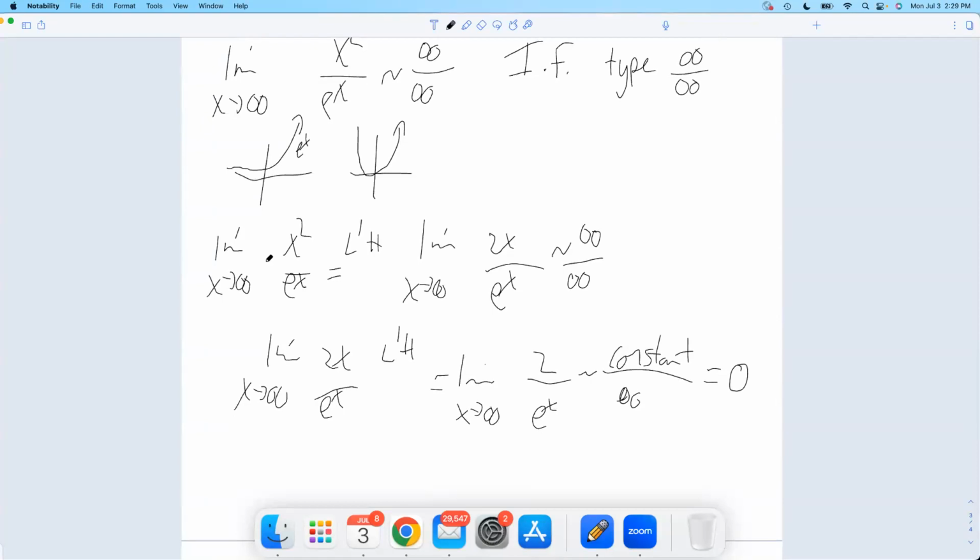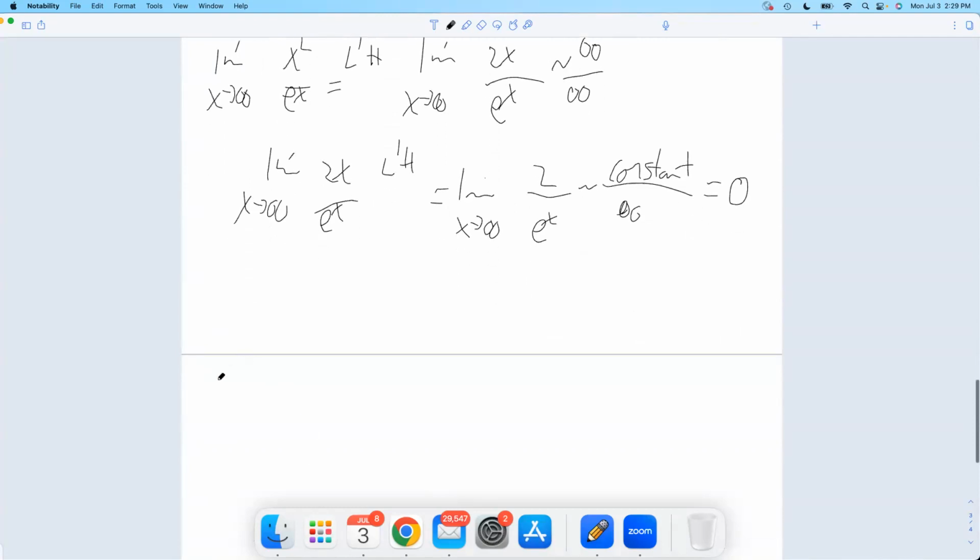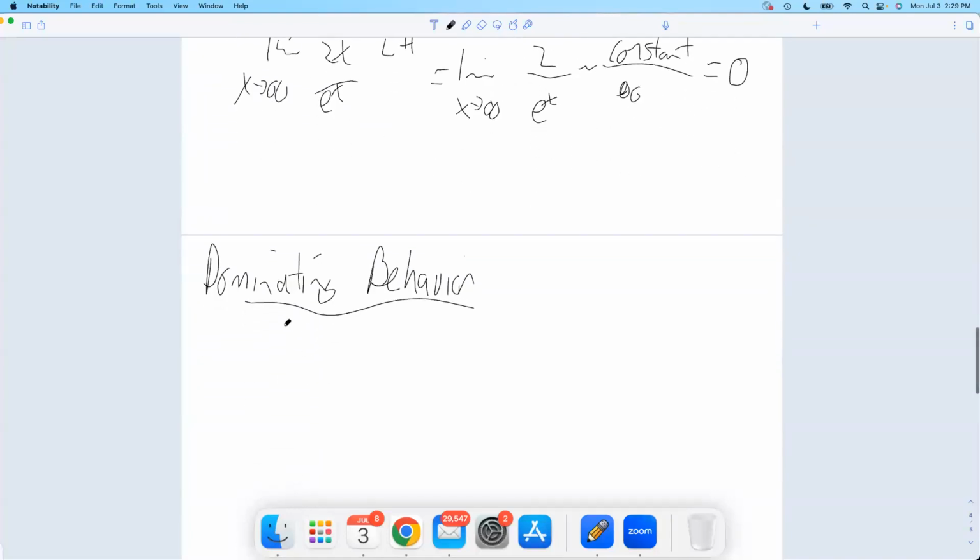Now, I want you to get good enough at these infinity over infinity types that you just look at it and know what answer you're going to get. We want to think dominating behavior. Anytime you've got something that's like infinity over infinity, always remember these. Exponentials beat polynomials, which beat logs.